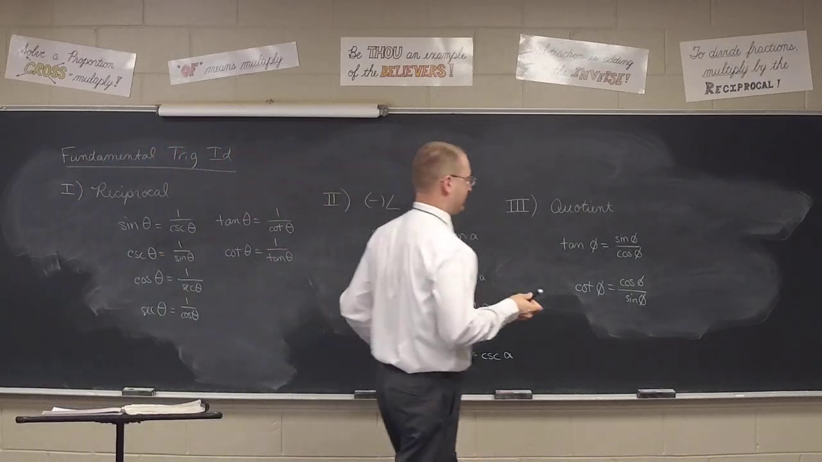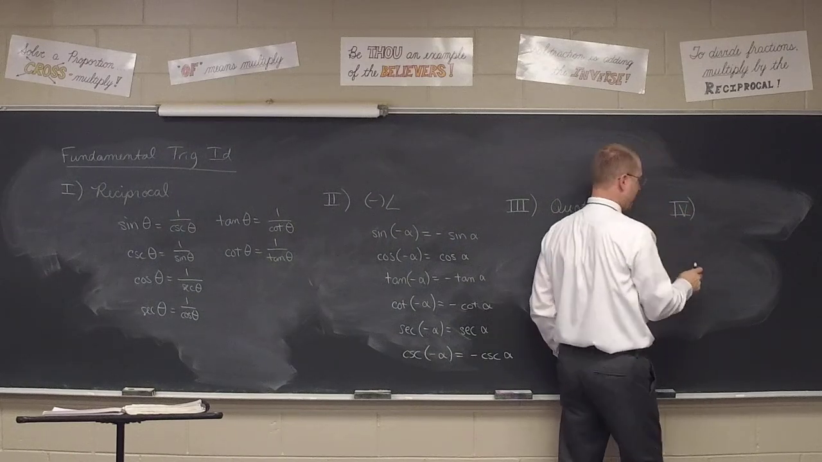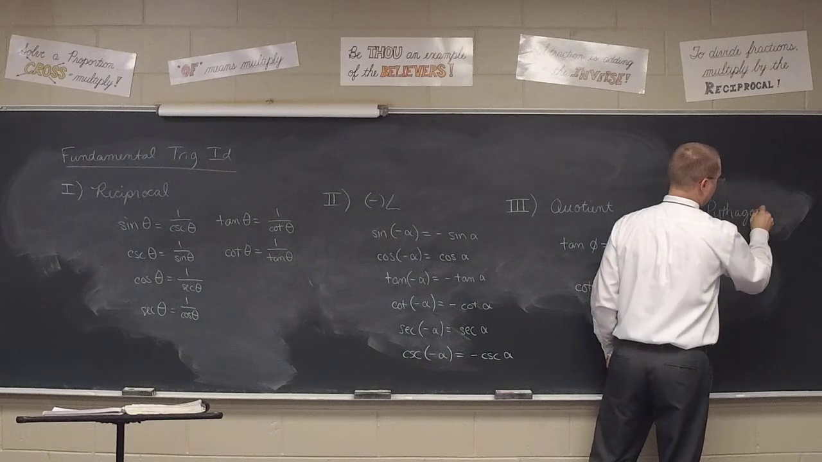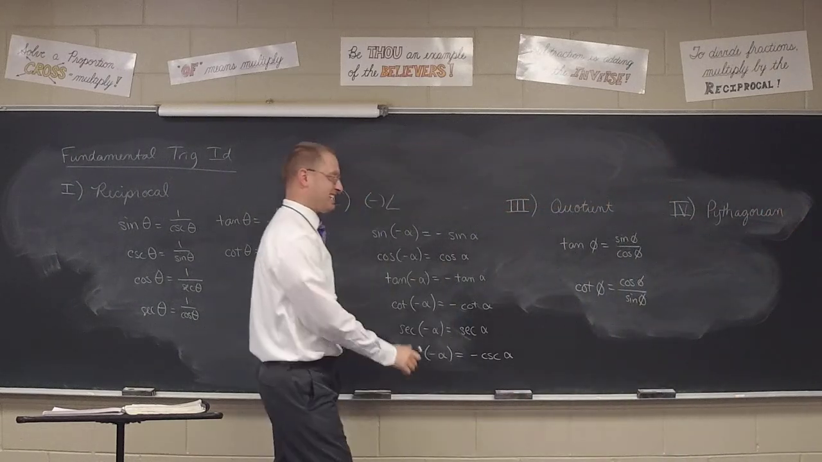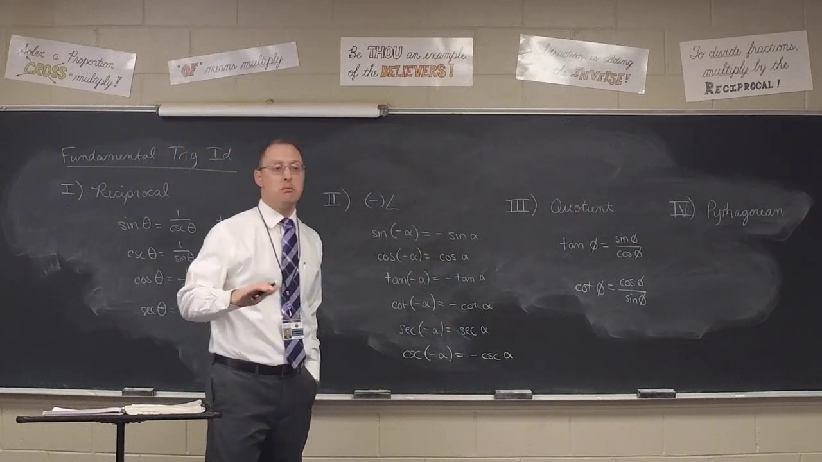And then the last set of identities, by far my favorite, we use them a lot, or we will use them a lot, are the Pythagorean identities. The Pythagorean identities. Now there are 3 of these, and again, we looked at these.